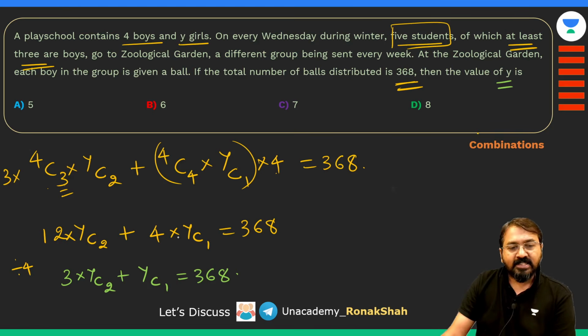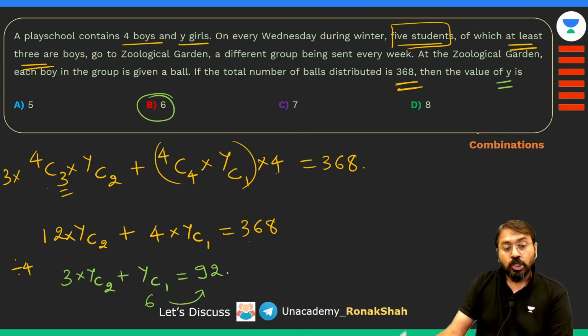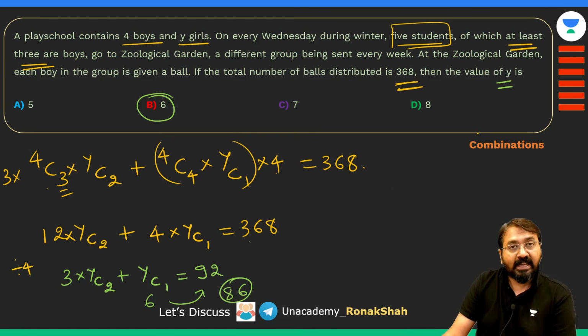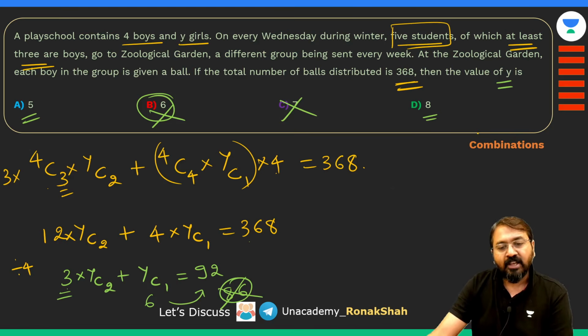Now, for example, if I take the value of y as 6, then 6C1 is going to be 6, and when I subtract this 6 from 92, since 368 divided by 4 is 92, I'll get 86. So 3 into YC2 is 86. Of course 86 is not divisible by 3, so this option is not possible. Similarly this option is not possible, so we are left with only two values of y, 5 and 8.